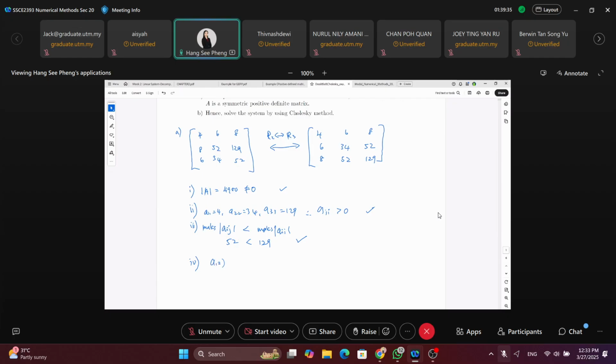Okay, next. Since it is symmetric, we will just test A12 squared: 6 squared, 36. See whether that is less than A11 multiplied by A22. 4 multiplied by 34 equals 136. So that's smaller, no problem. A13 squared: 8 squared, 64. A11 multiplied by A33: 4 multiplied by 129, of course it's much larger. Then A23 squared.